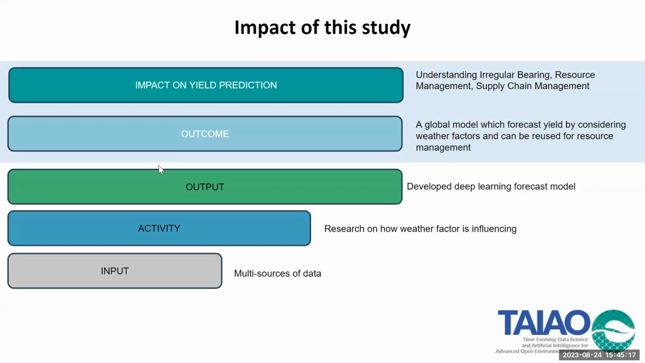Now, the impact of this study: I'm using multiple sources of data. The activity that I've done is research on how weather factors are influencing the avocado harvest. The output is that I have developed a deep learning model. The outcome is that it is a global model, which can be used for different perennial crops. It is using all the weather factors and other environmental factors, and it is looking into how they are influencing the yield. As for the impact of the study, it helps understand the irregular bearing of avocado, and we can use this model for resource management and supply chain management.